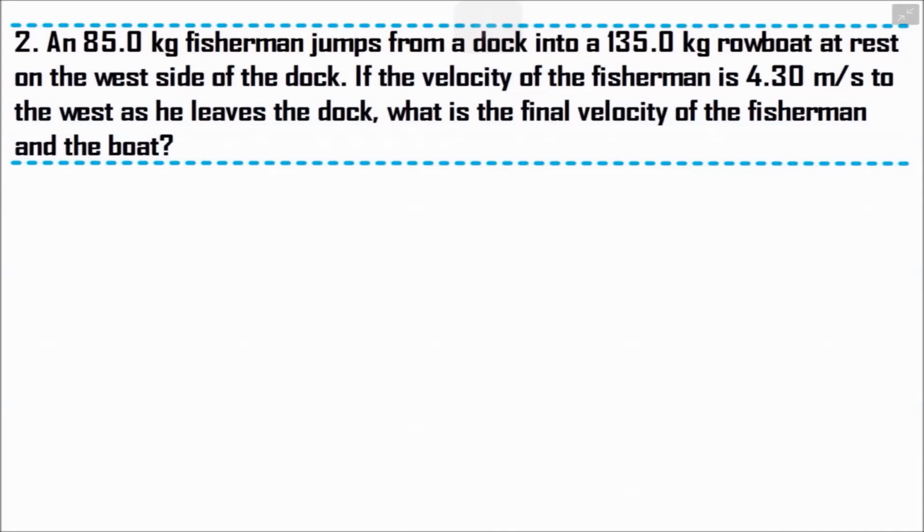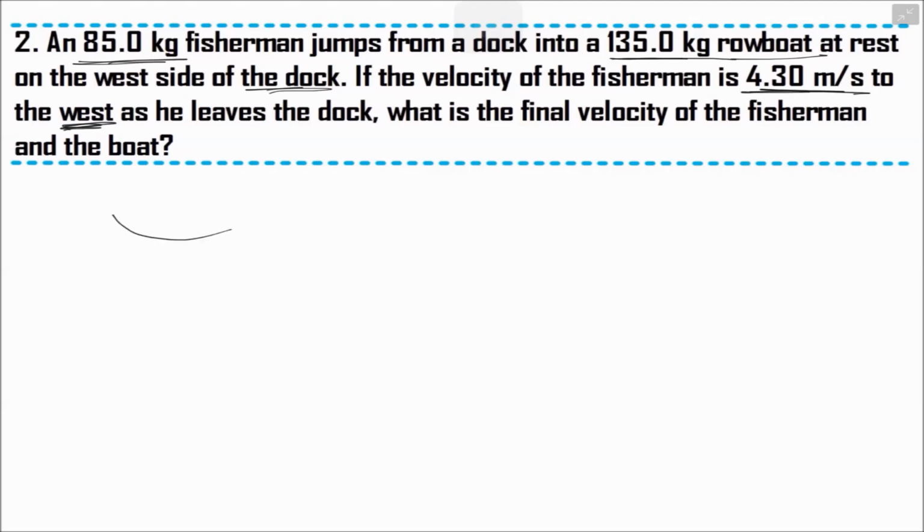Hello, welcome everyone. In this question it says an 85 kilogram fisherman jumps from a dock into a 135 kilogram rowboat at rest on the west side of the dock. If the velocity of the fisherman is 4.3 meters per second to the west as he leaves the dock, what is the final velocity of the fisherman and the boat?